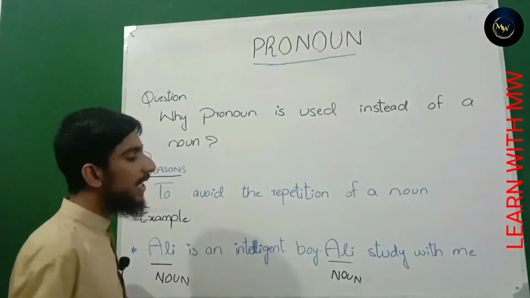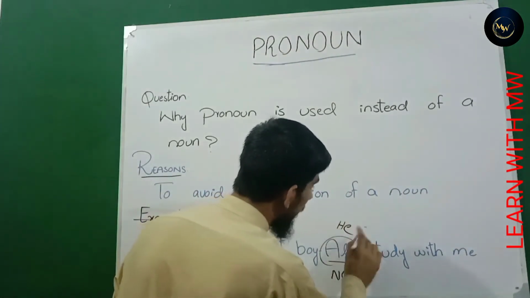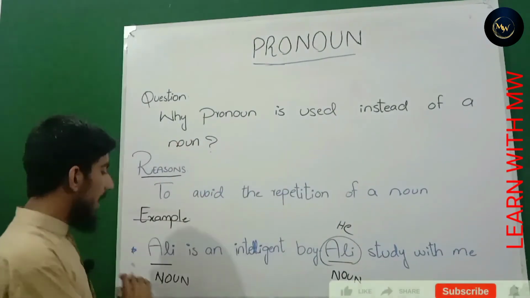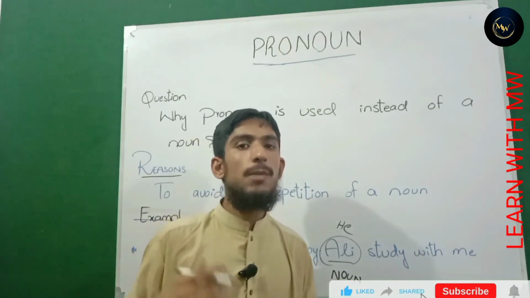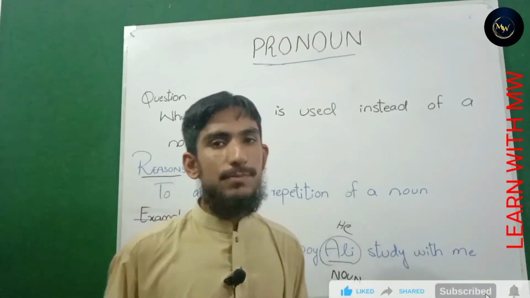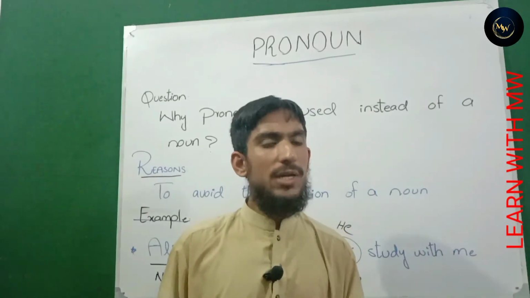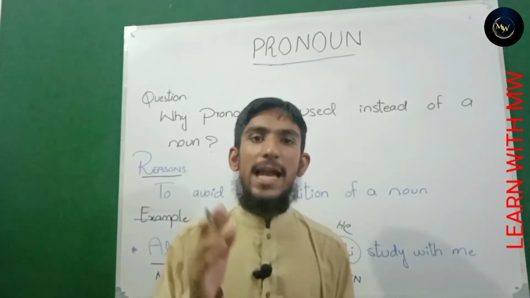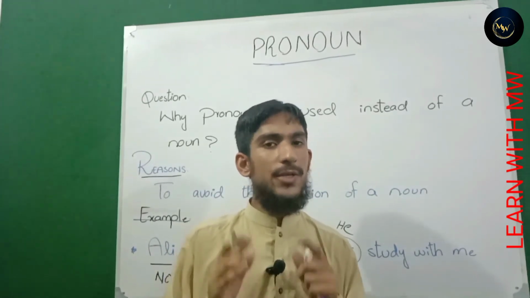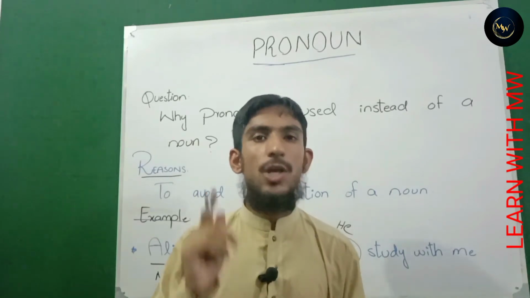For example, Ali is an intelligent boy. So here I can write, he studied with me. Ali is an intelligent boy, he studied with me. Another example now. For example, Babar Azam is a good player, and Babar Azam is the captain of Pakistan. So instead of saying Babar Azam twice, I may say Babar Azam is a good player and he is the captain of Pakistan.